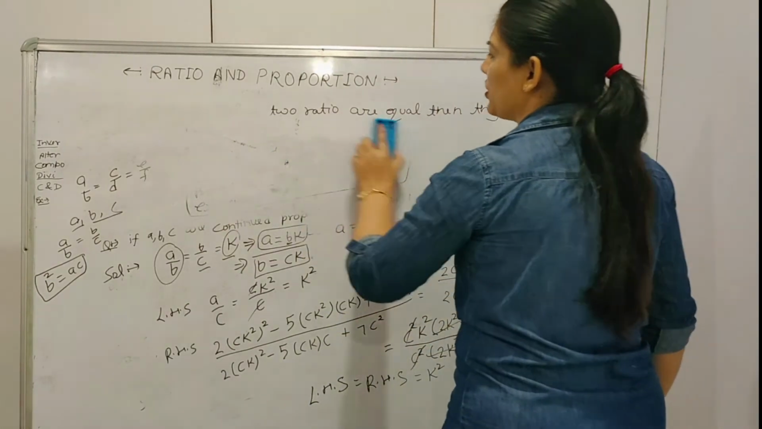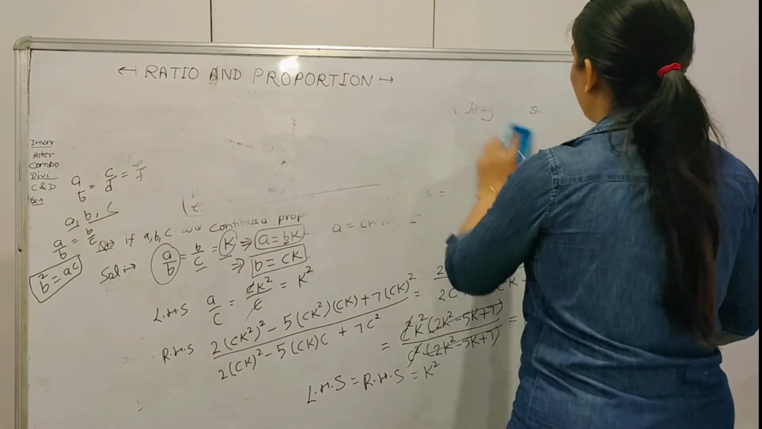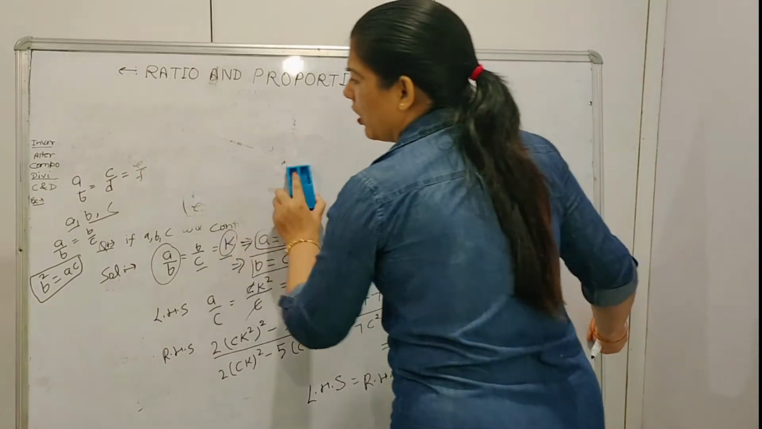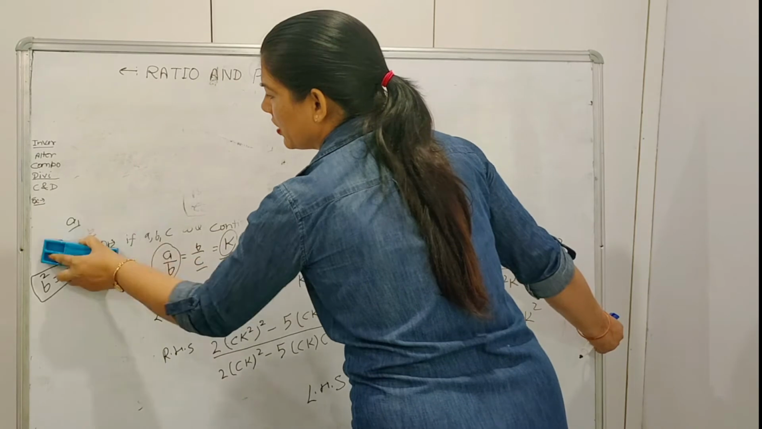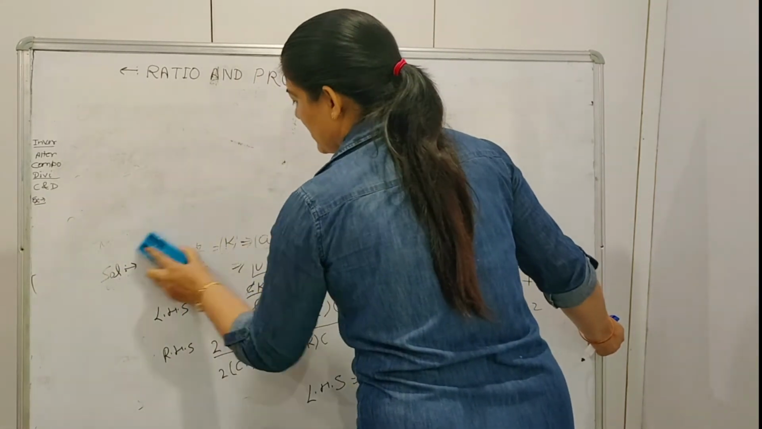So after this question, I think ratio and proportion is clear to you, but we have more properties for both ratio and proportion. So let's discuss them.